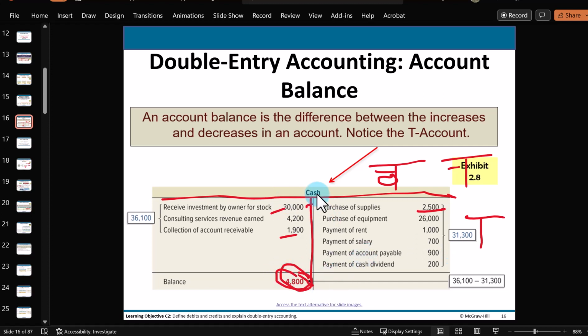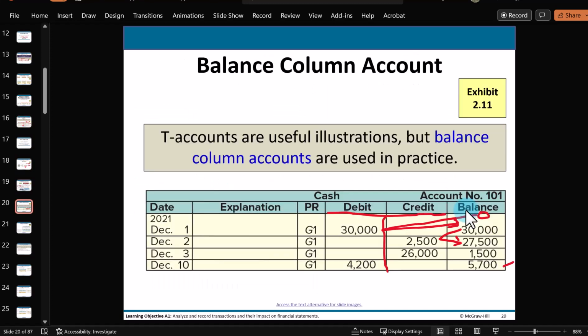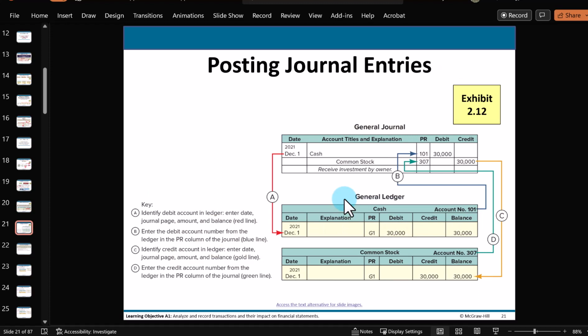And you're not just doing this for cash, you're doing this for all of your accounts, all of the ledger accounts. Cash being just one of them. Let's look at more detail here. So here's the detailed procedure of how to post from the journal. Think of this as a page of transactions in your business diary to the ledger. One page would be cash, another page would be common stock, another page would be accounts receivable, and so forth.